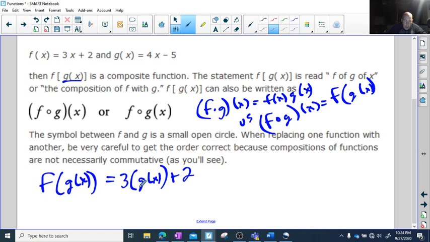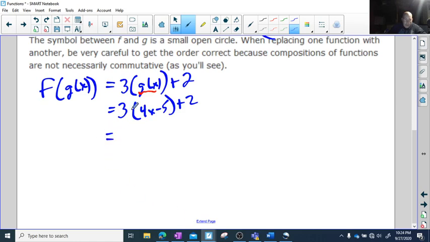But now I actually know what g of x is. G of x is this other function 4x minus 5. So I then go 3. Instead of function g of x, I actually put its value here, which would be 4x subtract 5 plus 2. This now becomes 12x subtract 15 plus 2 minus 13. Compare that with if I do g of f of x.